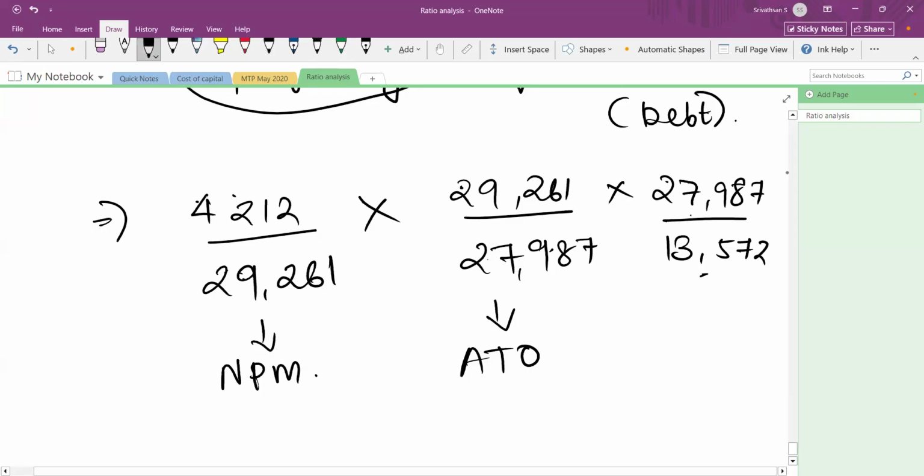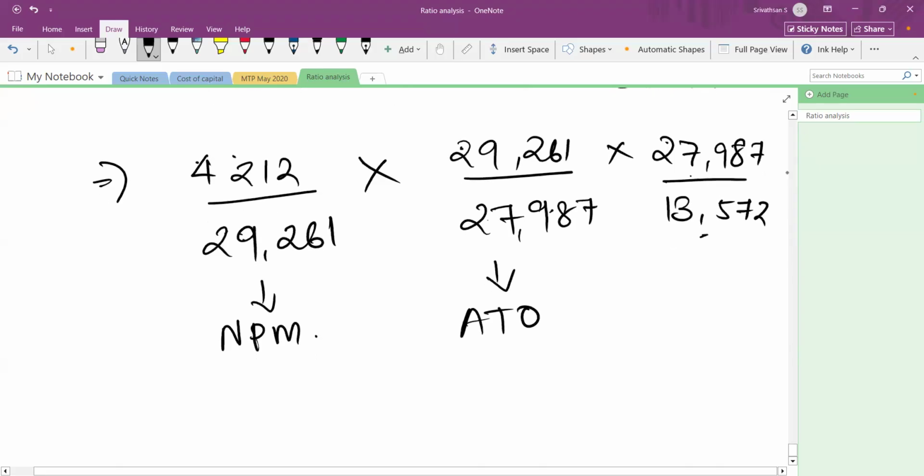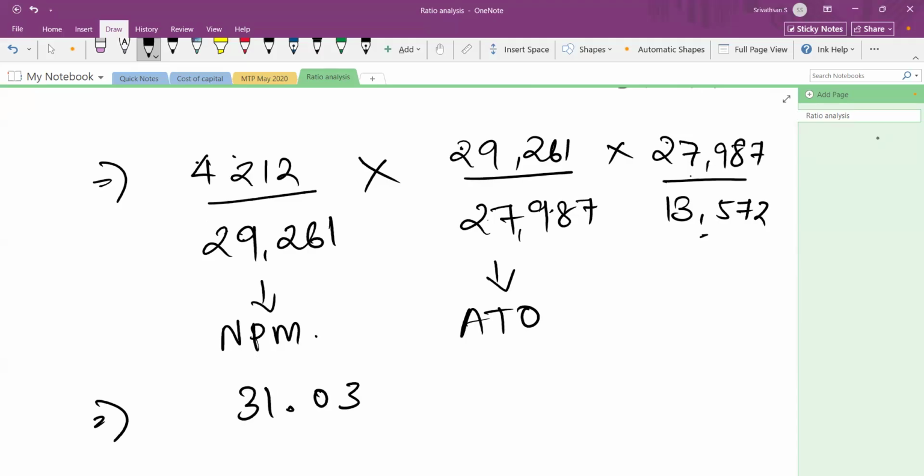Let me explain. So the total asset is 27,987, out of which 13,572 is equity funds, remaining 14,515 is debt funds. So the company is using more debt than equity or less debt than equity? More debt than equity. Just keep this in mind. Now calculate the return on equity. How much are you getting? 31.03%, right? Now listen, this first portion of the DuPont model is net profit margin, right?